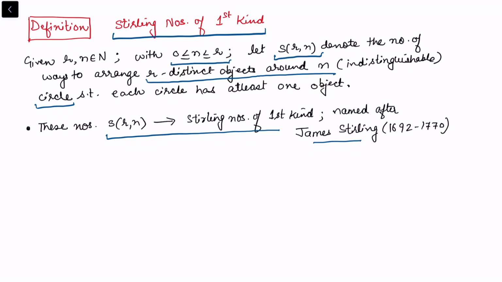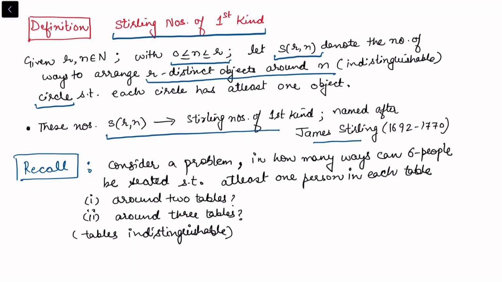So recall this problem. I did this problem in one of my last videos, and the link is added in the description. So consider a problem: in how many ways can 6 people be seated such that at least one person is seated at each table? In the first case we want to know around 2 tables, and in the second case we want to know around 3 tables.